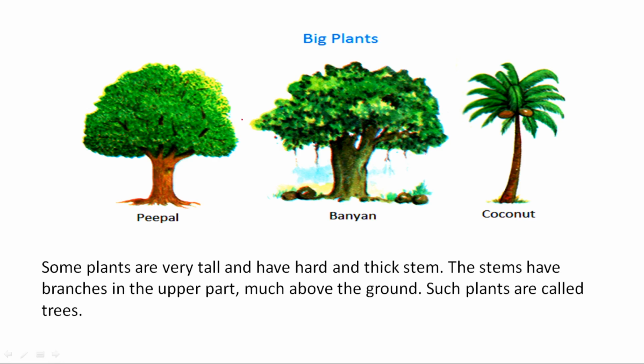Trees. Trees are what? Big plants. You have seen banyan, coconut. Banyan is borogacho, ostogacho. Now I remember, this is ostogacho. So some plants are very tall.